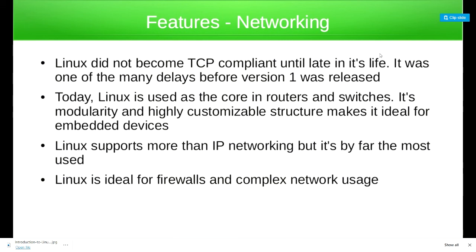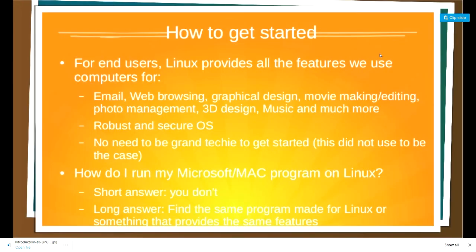Now, features of Linux in terms of networking. Linux did not become TCP compliant until late in its life. It was one of the many delays before version 1 was released. Today, Linux is used as the core in routers and switches. Yeah, we are doing this one, this product, the routers and switches. Its modularity and highly customizable structure make it ideal for embedded devices. Linux supports more than IP networking, but it's by far the most used. Linux is ideal for firewalls and complex network usage.